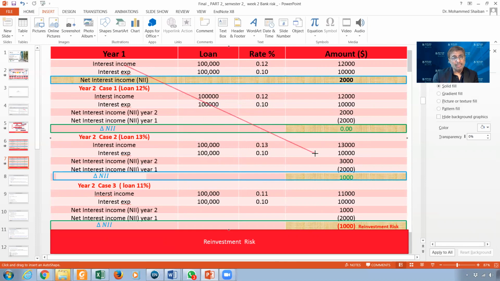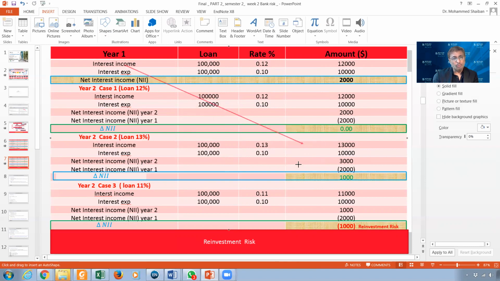which means in this case, I used to have the interest income will be 13,000, and I still pay 10,000, which is I make 2,000 difference, which means 3,000. I used to make only 2,000. Now I have, as you can see, 1,000 green. I'm happy, even happier than the first year.